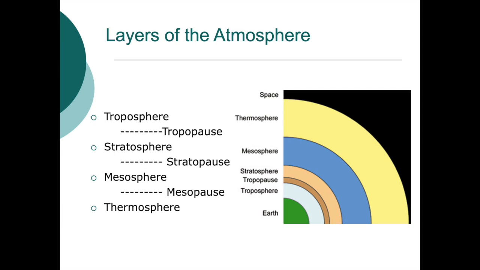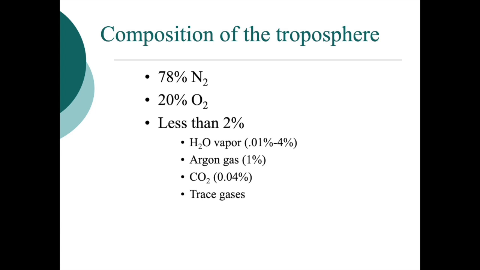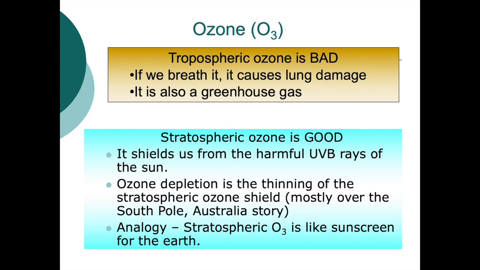We should be able to go through this very quickly, as you guys were just assigned this as an assignment: the layers of the atmosphere. Again, the troposphere is where life is. It's about 80% nitrogen, 20% oxygen, and then tons and tons of trace elements. But again, as carbon dioxide increases, the greenhouse effect is going to increase. We also are creating tropospheric ozone.